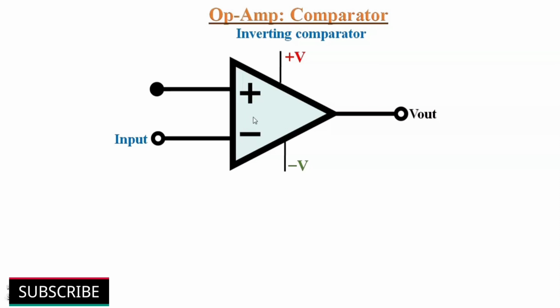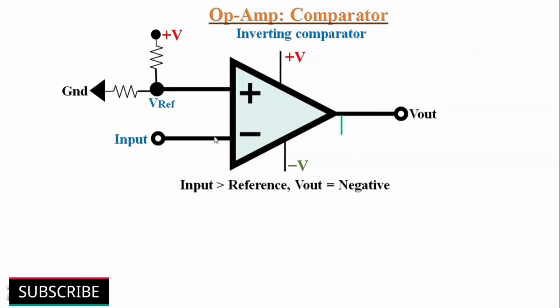Comparators are of two types, inverting and non-inverting. An inverting comparator is one in which the input voltage is applied to the inverting terminal and the reference voltage is connected to its non-inverting terminal. If the input voltage is greater than the reference voltage, then the comparator output will saturate towards the negative supply.